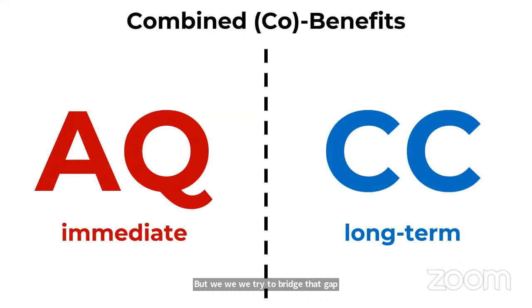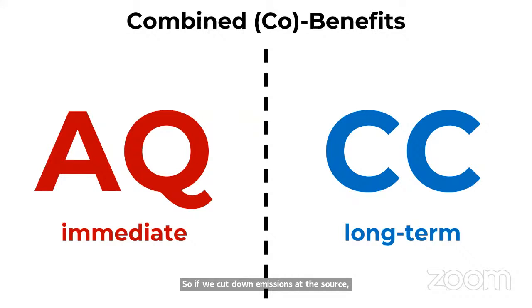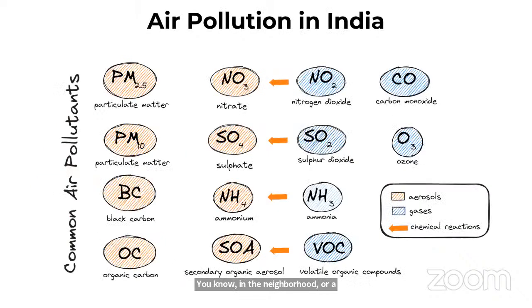There is always the concept of combined co-benefits between air quality and climate change. It is an area where you can go back and forth. But in this talk and primarily in our work, we pretty much stick to air quality, where the changes that we are seeing on the ground in the sectors are more immediate. So if we cut down emissions at the source, we obviously will immediately see the changes in the air quality in the neighborhood, or over the long term in the regulatory framework as well.